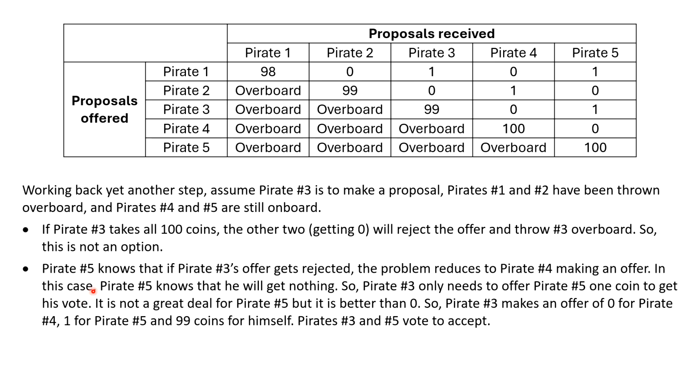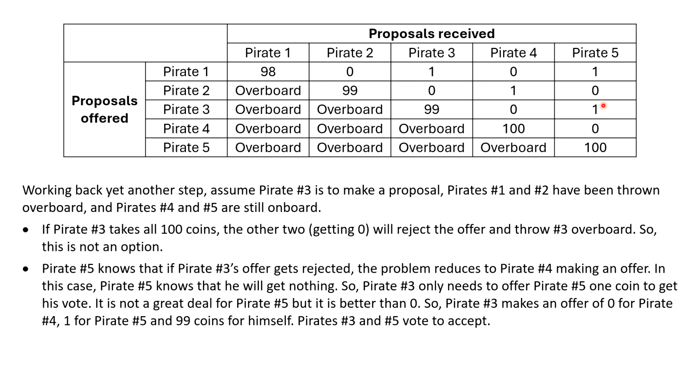The other possibility is that pirate 3 offers himself 99 and 1 to pirate number 5. Now in this case, again, pirate 5 and 4 know this whole logical output of this table here because they're able to think logically. That's the assumption.